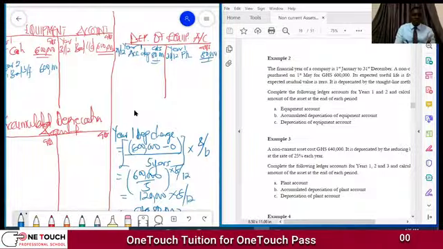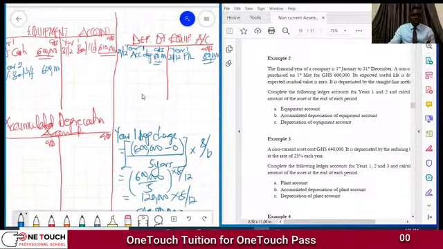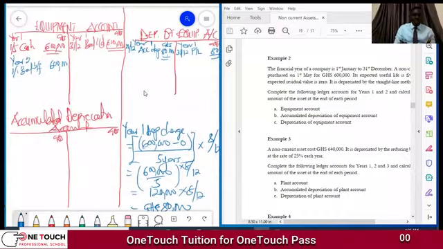Okay, good. Then this will be recorded in the accumulated depreciation account. So you come to year 1, 31st December. I'm using 31st December because we compute the depreciation at the end of the year. Okay, good. So we have depreciation of 80,000.